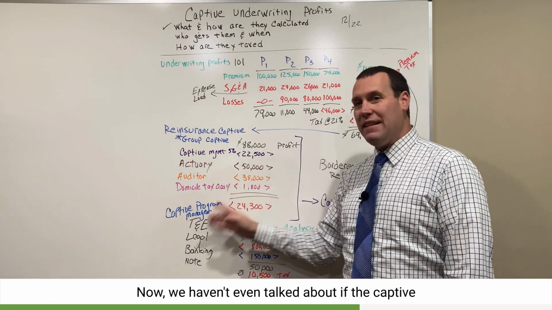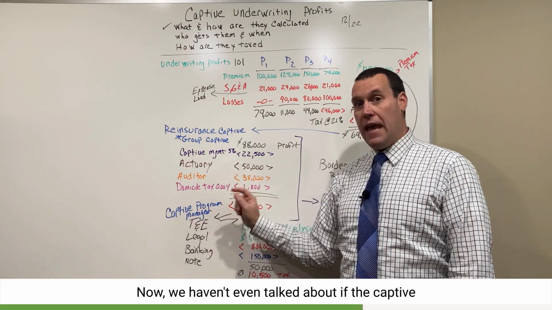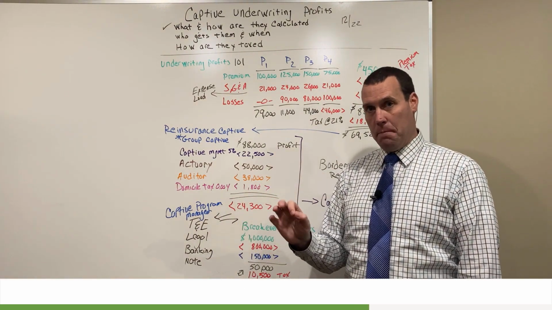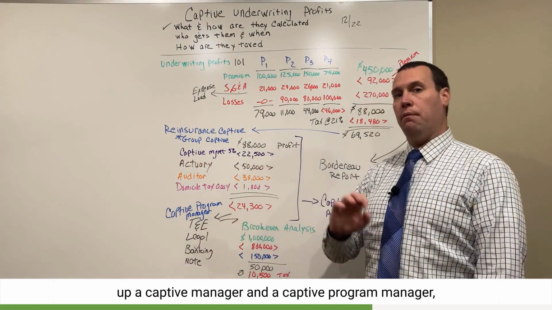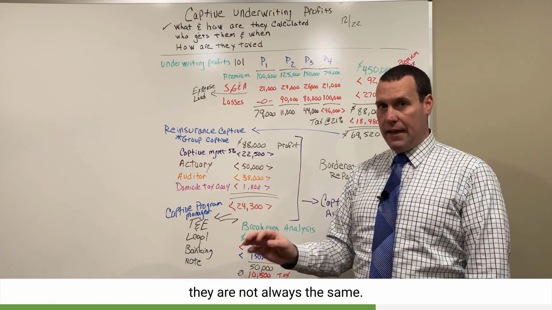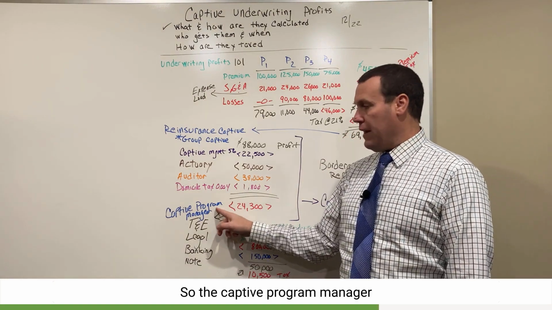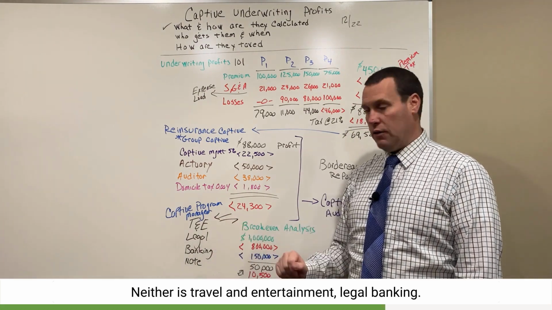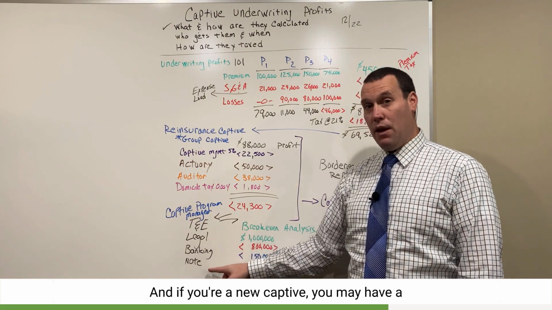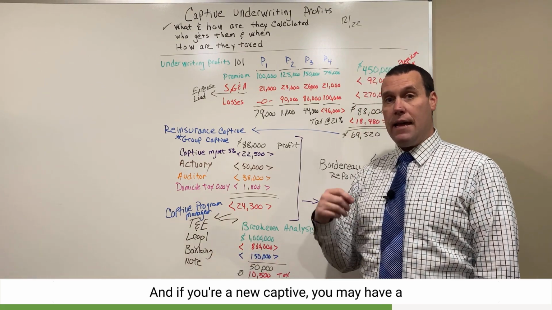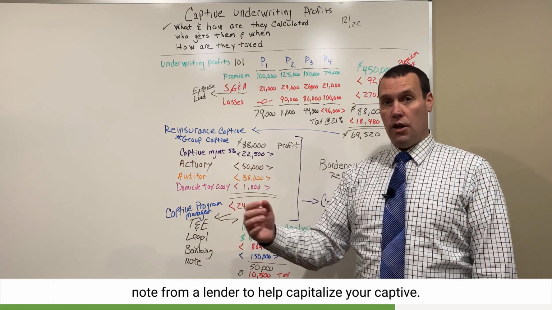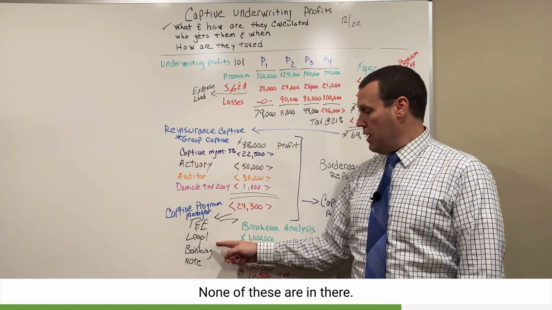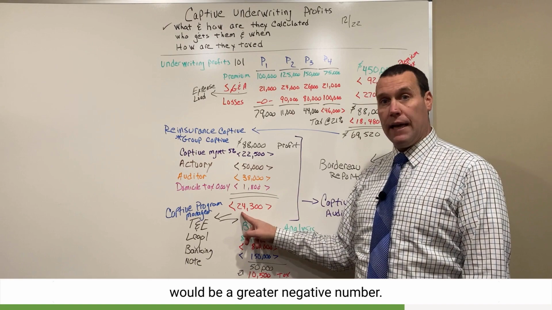Now, we haven't even talked about if the captive has a program manager, because many times people mix up a captive manager and a captive program manager. They are not always the same. So the captive program manager is not represented in this. Neither is travel and entertainment, legal, banking. And if you're a new captive, you may have a note from a lender to help capitalize your captive. None of these are in there. If these expenses were in there, this would be a greater negative number.